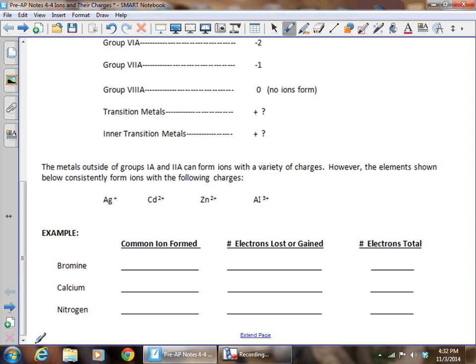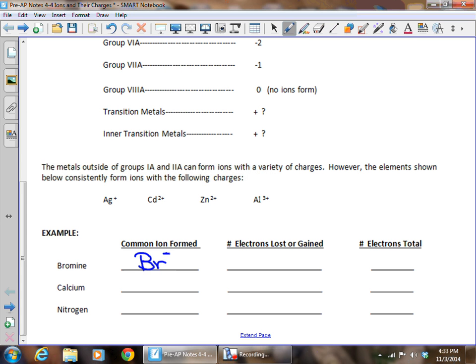And one of the things that we want to be able to do is to look at an element and decide what its common ion charge is going to be. Bromine, if you remember, look at your periodic table. It's over in group 7A, and at the top of bromine's column, there's a -1. What that means is that bromine, when it forms an ion, is commonly going to form a -1 charged ion. Now, we don't put ones in formulas or charges, so I'm just going to put a negative there without the 1. So that's a common ion it forms.